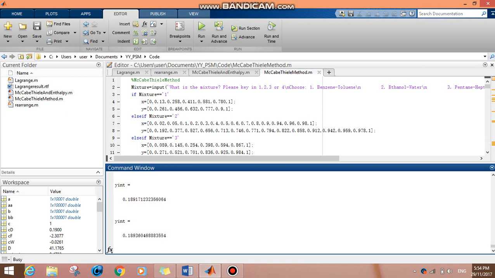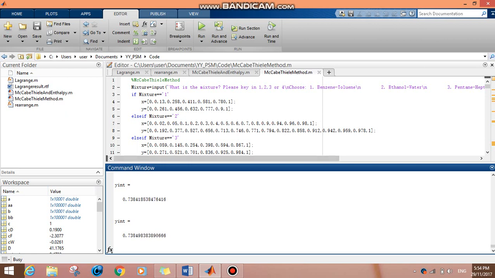It takes a few seconds to run. The output is the distillate flow rate, bottom flow rate, number of theoretical stages, and also a graph for you to determine the feed location. So just wait for a few seconds. It will iterate until 1.0.